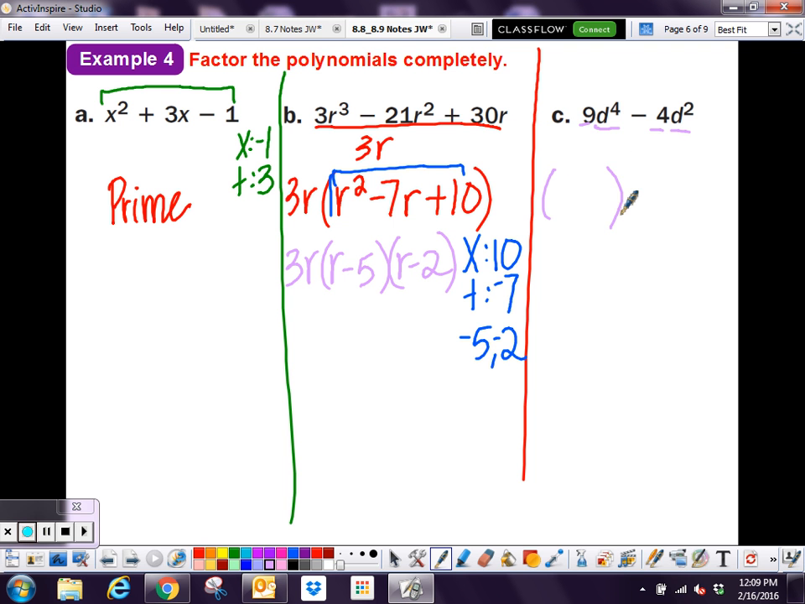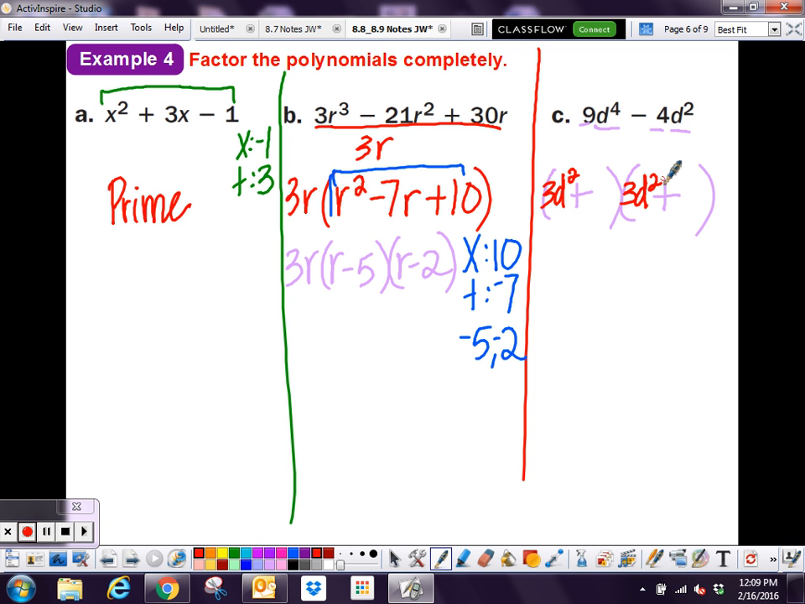So I can just go ahead and write my answer. 1's going to be plus. 1 is going to be minus. Now I'm going to look at my 9. What times itself gets me 9? 3. What times itself gets me d to the 4th? Now this is a little bit different. What is the square root of d to the 4th? D squared.